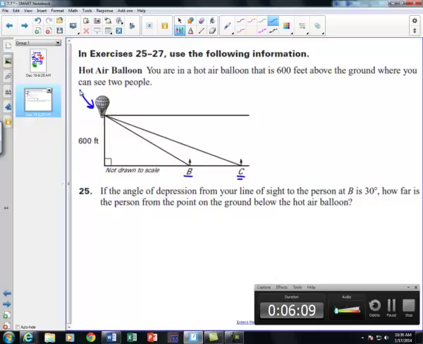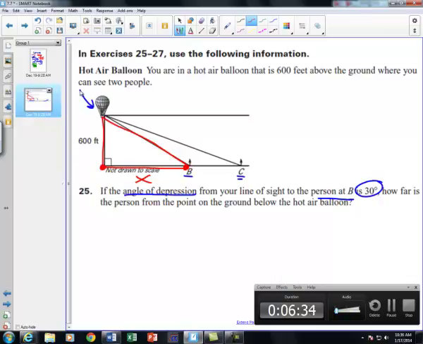This question says, if the angle of depression from your line of sight to the person at B is 30 degrees, how far is the person from the point on the ground below the hot air balloon? So we're looking at person B. We want to know how far is person B from the point on the ground below the hot air balloon. So we're looking for that length. So really we're looking at just this triangle.